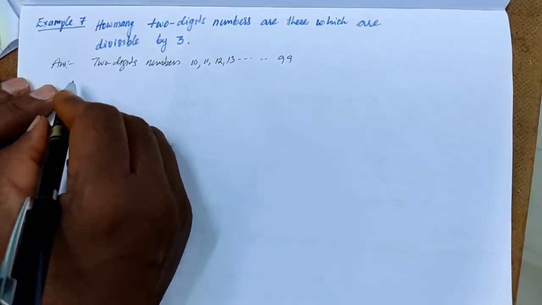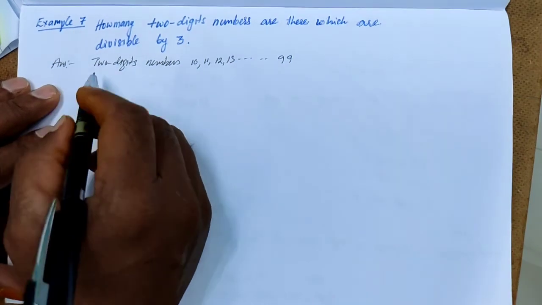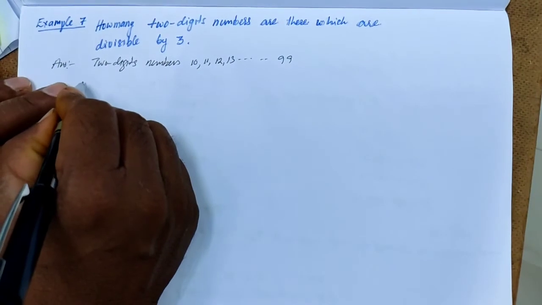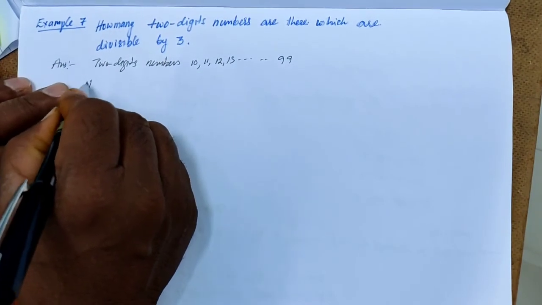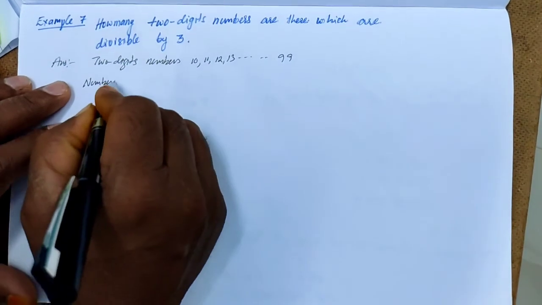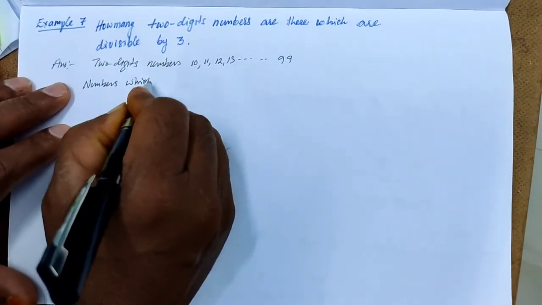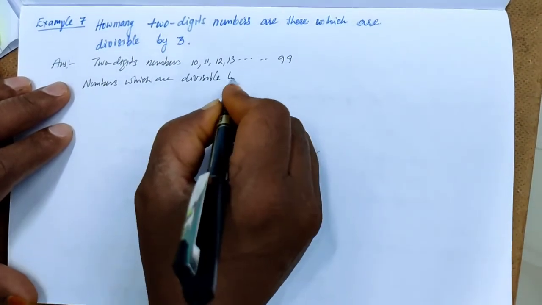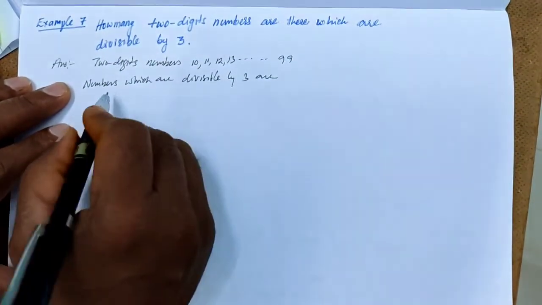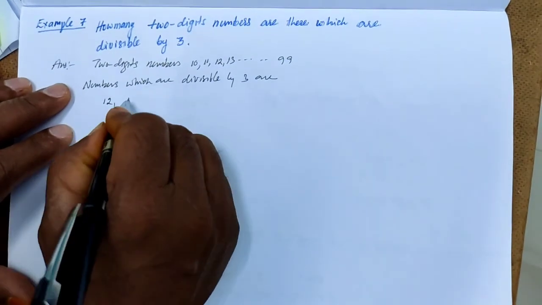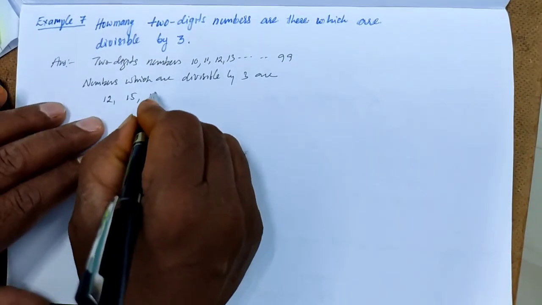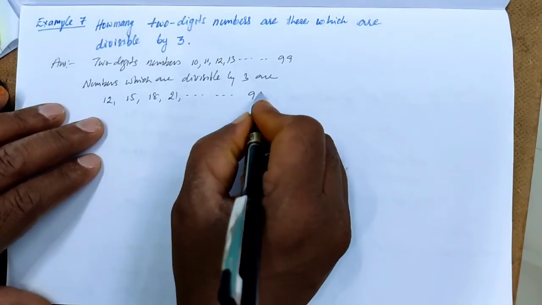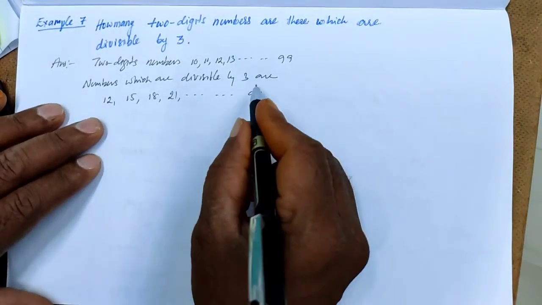So among these, the numbers which are divisible by 3 are 12, 15, 18, 21, 24, like that up to 99. These are the numbers which are divisible by 3.